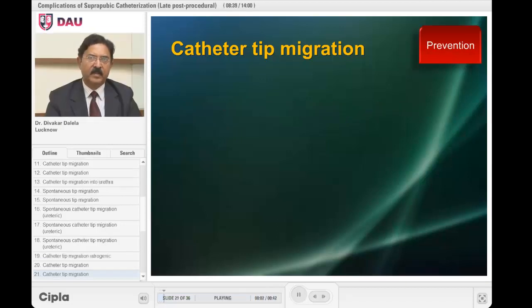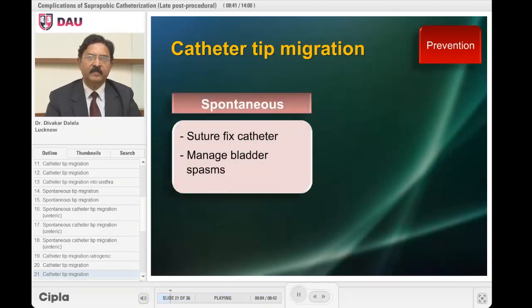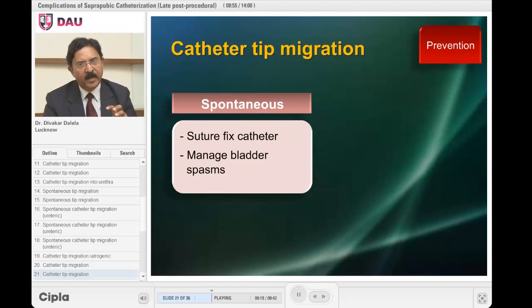How can you prevent this? The spontaneous migration can be prevented by suture fixing the catheter properly, having a smaller balloon, having a smaller tip of catheter. And if the patient is having spasms, those patients who have more spasms, every time they contract their bladder muscle around the balloon, they push the balloon towards the internal meatus. And they push the catheter tip towards the bladder meatus, because that is the way the direction of force goes. Okay. So if you treat the bladder spasms properly in time, you can prevent spontaneous migration.